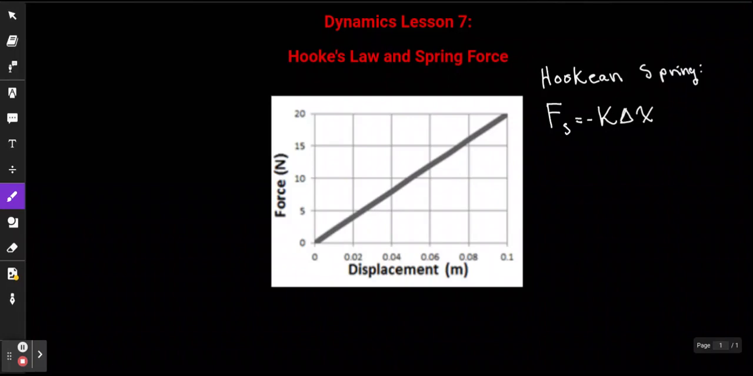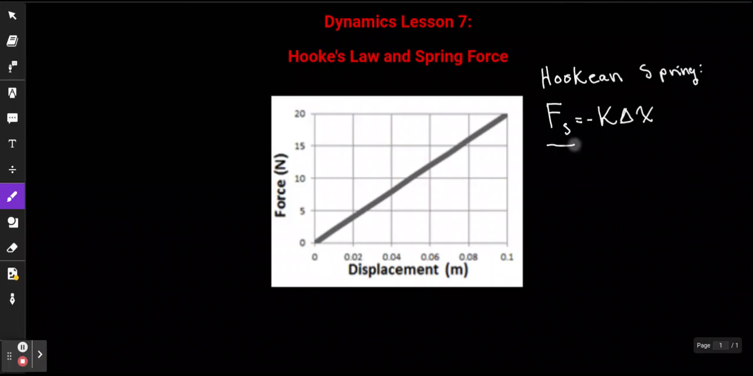Hooke's law, F equals negative k delta x, tells us that the restoring spring force has a linear relationship with the displacement that we pull or push it. For example, in this graph, if we have our force versus displacement graph, where force is on the y-axis and displacement is on the x-axis, we can find our K value.